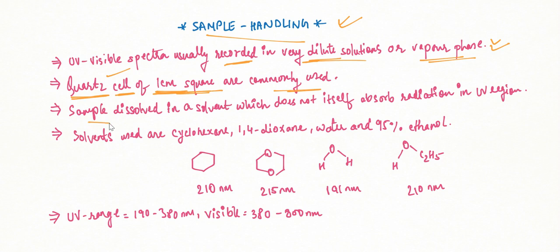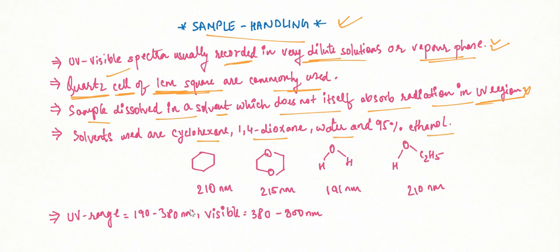Then what we have is the sample is dissolved in a solvent which does not itself absorb the radiation in the UV region. So basically, if we are using some solvent to dissolve our sample, let's say a solid sample or liquid sample, to make a very dilute solution, then the solvent must not absorb in the UV region because it is going to hamper the final result. Such solvents that we can use are cyclohexane, 1,4-dioxane, water, and 95% ethanol.